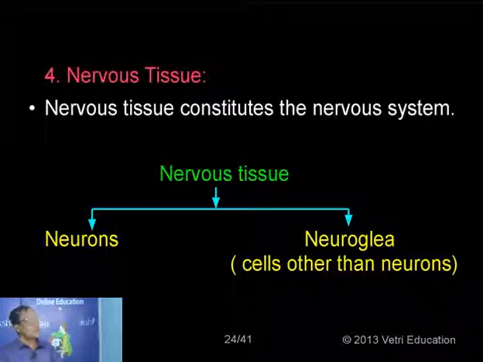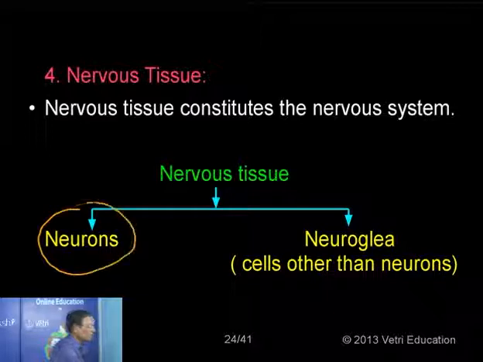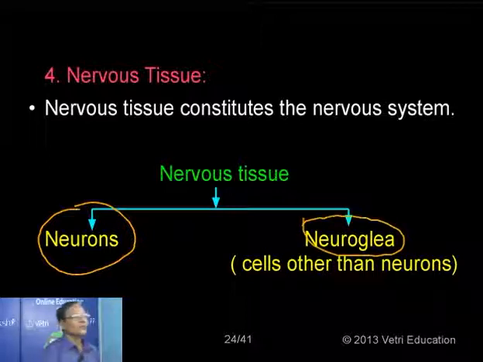So in general, if you are analyzing the anatomy of this tissue, it is formed of two components. One is the nerve cell, the functional structural unit of the nervous system, which we call the neurons. It is the structural and functional unit of the nervous system. There is nothing but the nerve cell. The other one is the binding substance. Nearly more than one half of the volume of the nervous tissue is formed of this, which we call neuroglia.